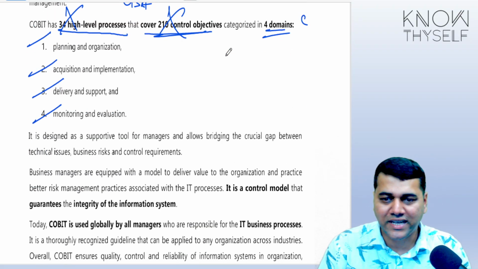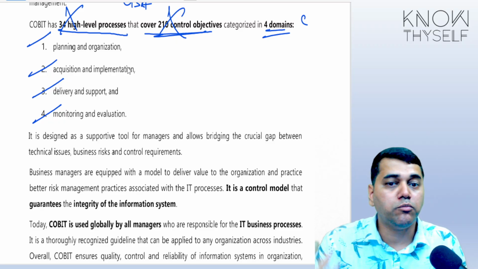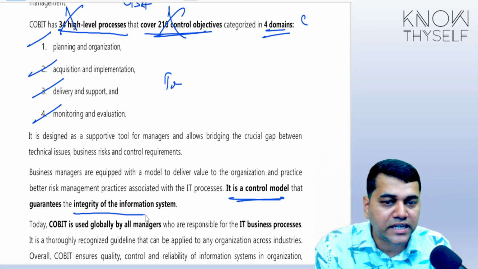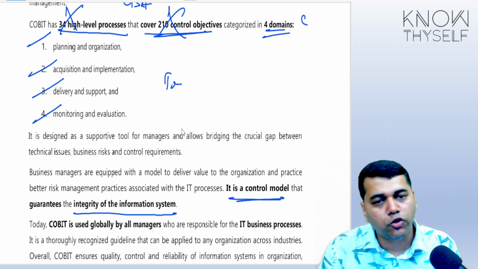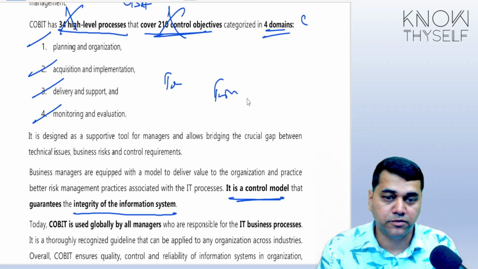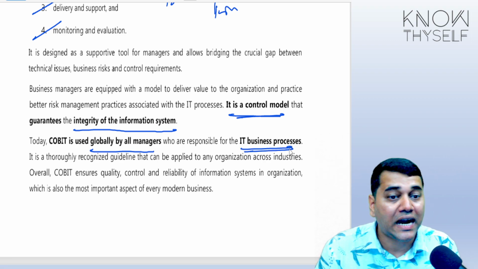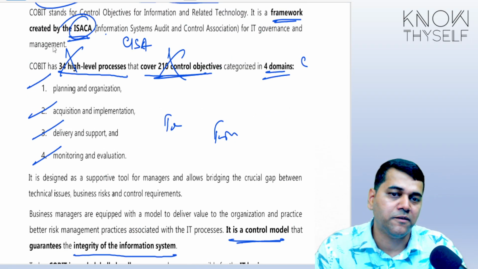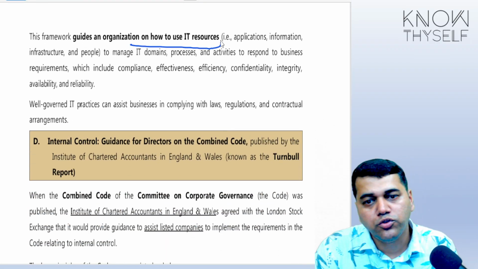Some organizations who are technology savvy, like fintech companies and all, must have gone for this type of thing because they are more robust, because they are more technology oriented. So it's a control model that guarantees integrity of the information system. So a normal organization may not require it. For them, COSO is sufficient. But for a fintech company, this may be very important. So COBIT is used globally by all the managers who are responsible for IT business processes. COBIT ensures quality and reliability of the information system. That's why this has been designed by ISACA. The guidelines on this framework guide the organization on how to use the IT resources.